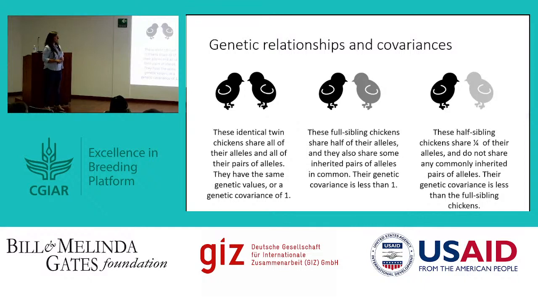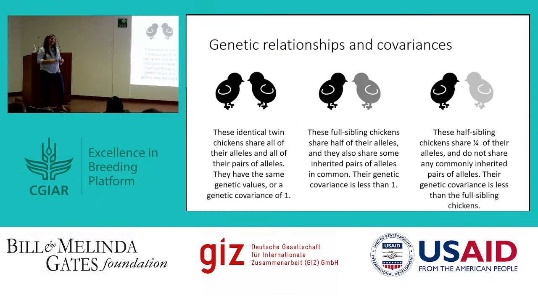So, if you think about it, imagine we have three pairs of chickens here. These are identical twins, these are full siblings, and these are half siblings. Just knowing what you do about chickens, how much do you expect these to resemble each other phenotypically based on what I've told you about them genetically? These are identical genetically, so you expect them to be identical phenotypically, in the absence of error and other environmental issues. You expect the full sibling chickens to be similar looking, but not as much as the identical ones, and the half sibling chickens to be even a little bit less.